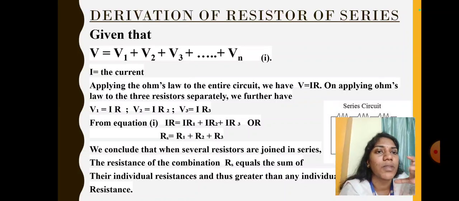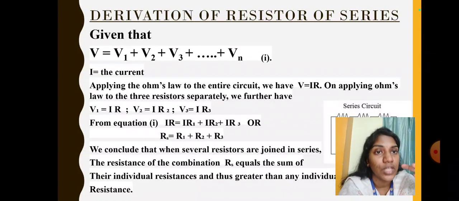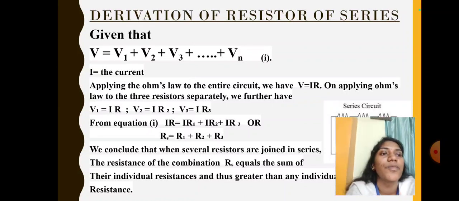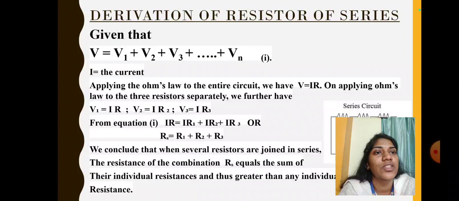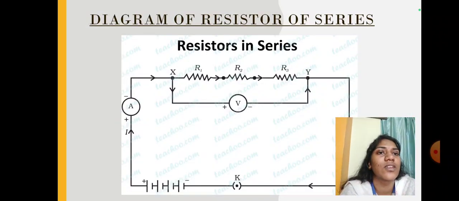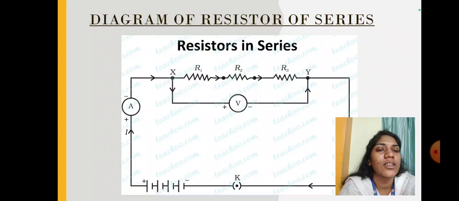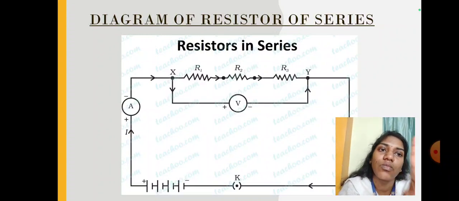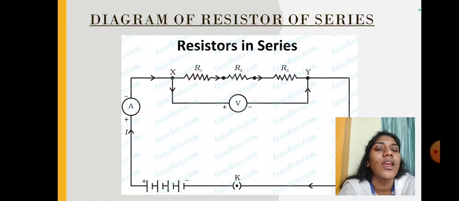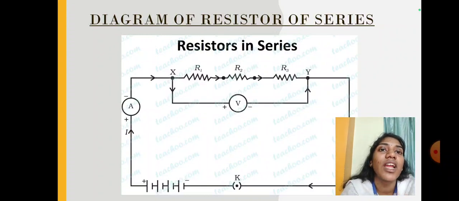So in domestic appliances and domestic circuits, we generally use parallel circuits. Next we'll see the diagrammatic representation of the series resistor. You see R1, R2 and R3, and voltage is connected. You can have a voltmeter connected to each resistor individually: one across R1, another across R2, and so on. An ammeter is connected to know the value of current being passed through the circuit.